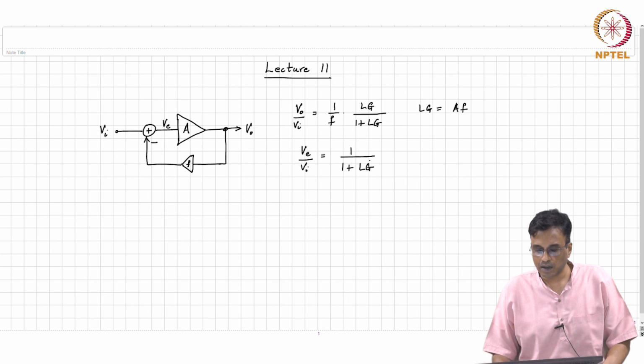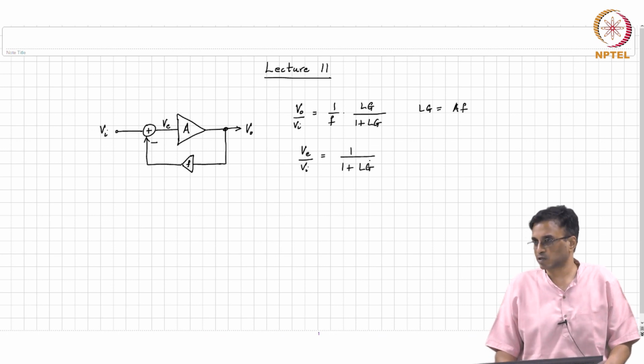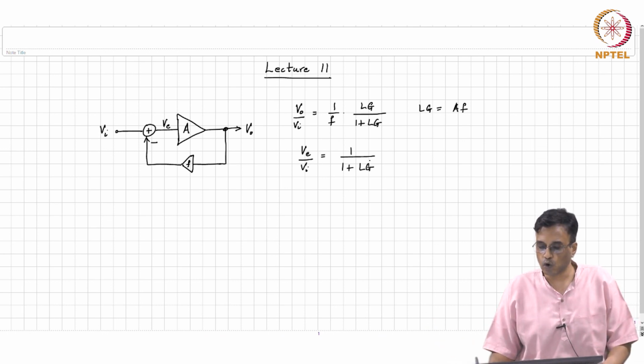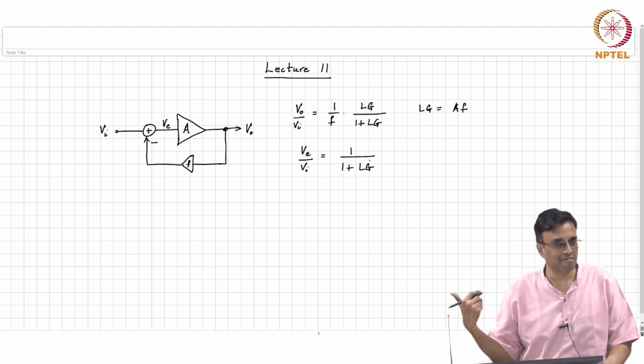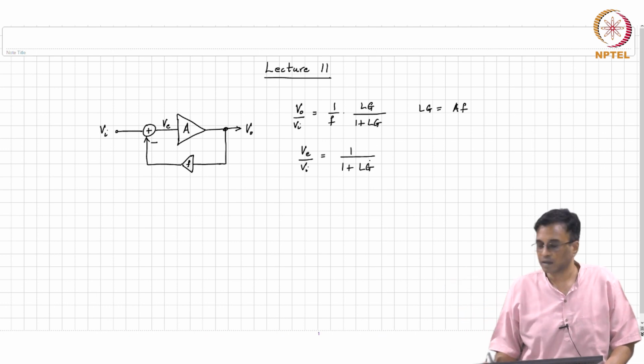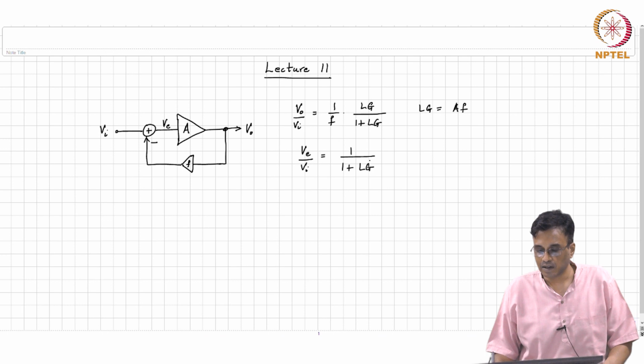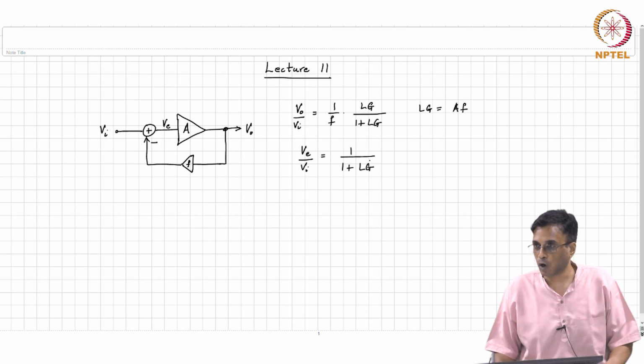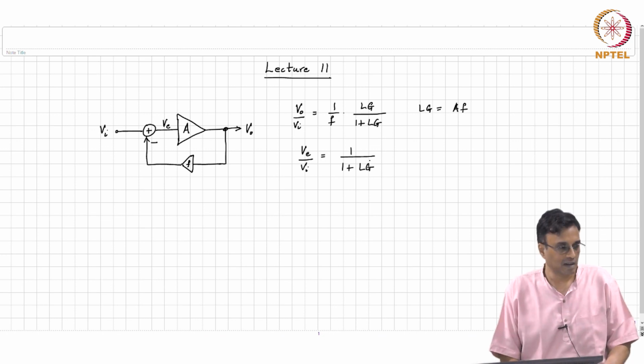Under the condition that you have a very large loop gain, the closed loop gain, which is Vo by Vi, is largely independent of the loop gain itself, correct? The closed loop gain is simply 1 over F and is governed by the feedback block. So this is a great way of realizing amplifiers with very stable gain.